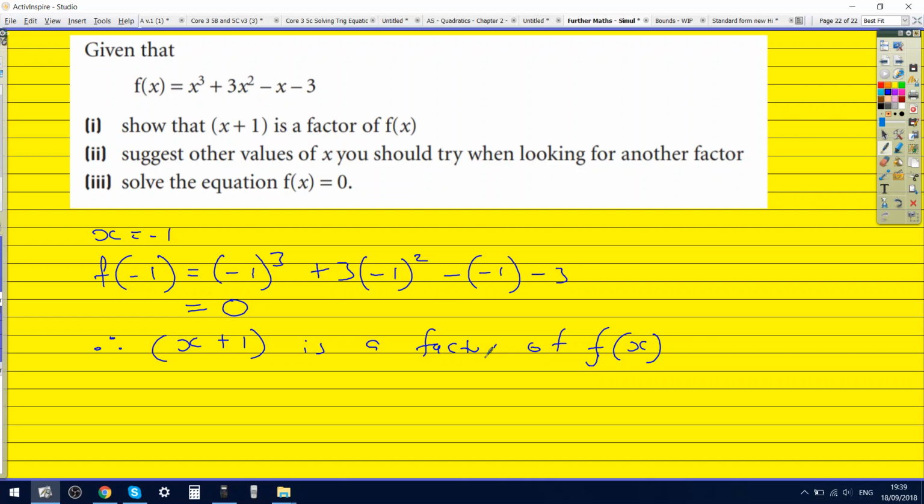If we have x plus 1 as a bracket, and then we'd have x squared. And what would be the number at the end? -3. So let's say plus bx and then -3, and we'd have to figure out what b is. Any idea how you do that?